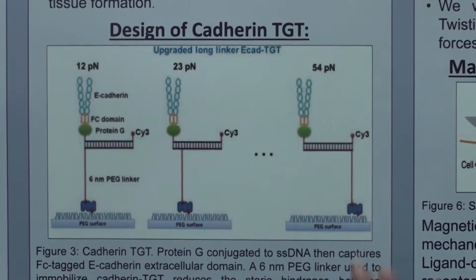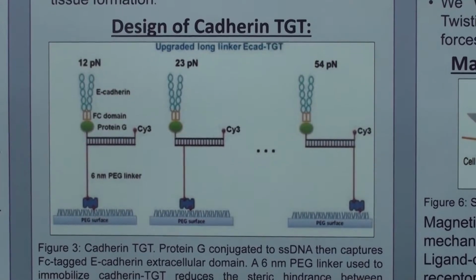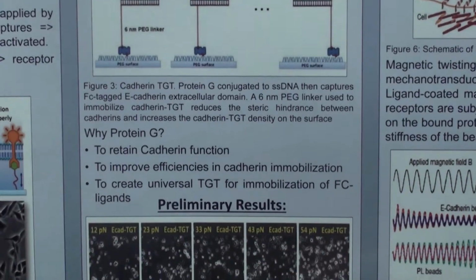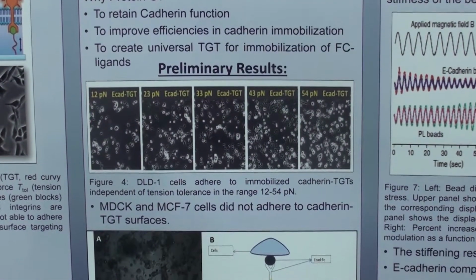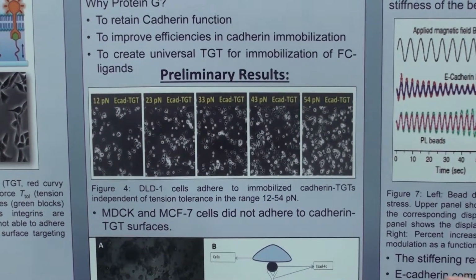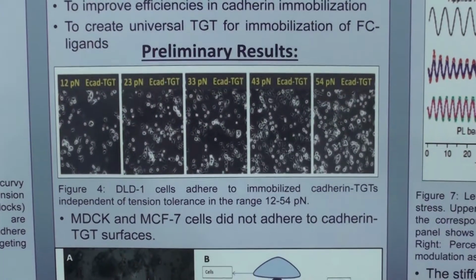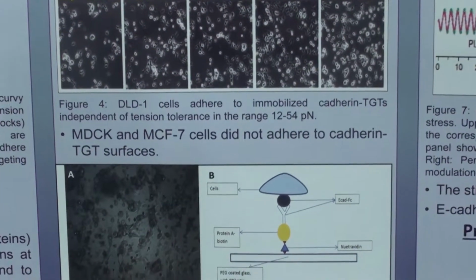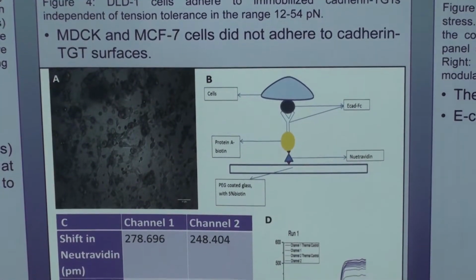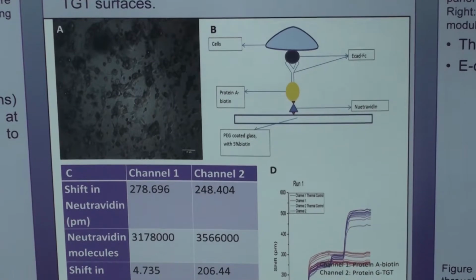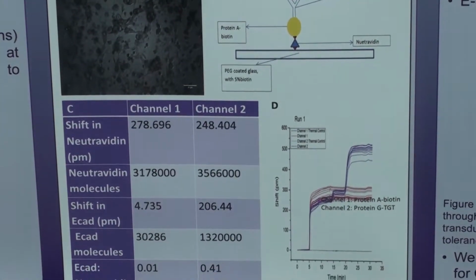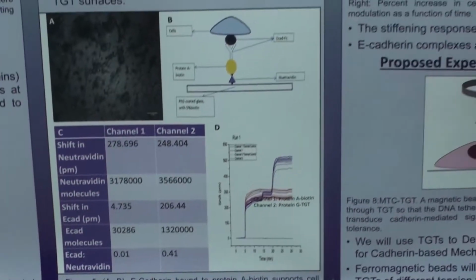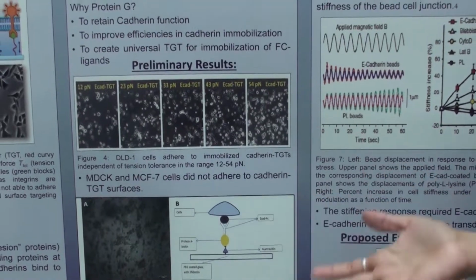So our preliminary results show that this design actually works and that cells are able to adhere on the TGT modified surfaces. These are the DLD1 cells. However, we're not able to see MDCK cells and MCF7 cells, which are important in cadherin studies, adhere to these cadherin TGT modified surfaces. So we have tried to address this issue, and what we have been able to conclude is that the E-cadherin density on the control surfaces without the TGT is much higher than the E-cadherin density on the cadherin TGT surface. So currently we're working on increasing the cadherin density on the E-TGT surface.